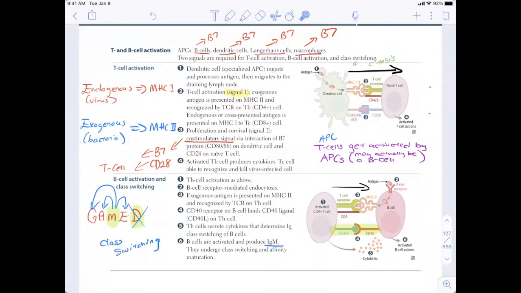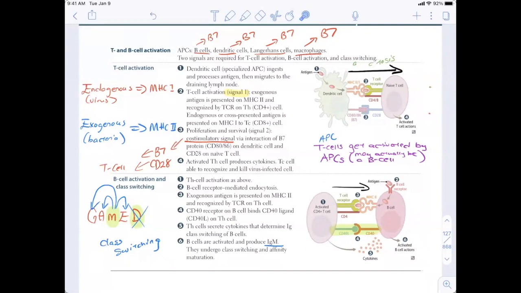But if the question says a T cell is activating somebody, then I need CD40 ligand and CD40. I hope you caught that. Very important. It just comes down to the wording. Are we activating a T cell, or is a T cell activating someone? If I'm activating a T cell, I need what? B7 and CD28. But if the T cell is activating someone, then I need a CD40 ligand and a CD40, right? And obviously, the CD40 ligand will come from the T cell. The CD40 will come from whoever I am trying to activate.